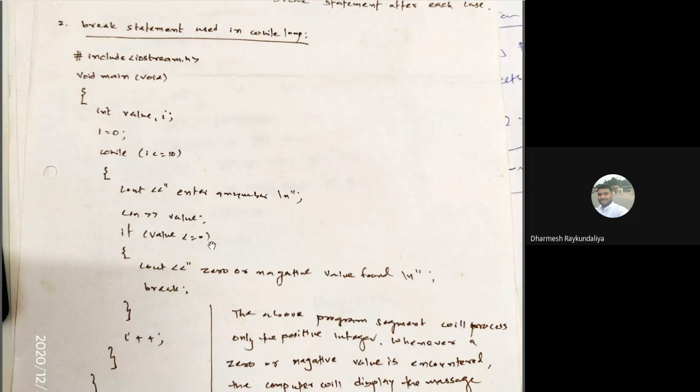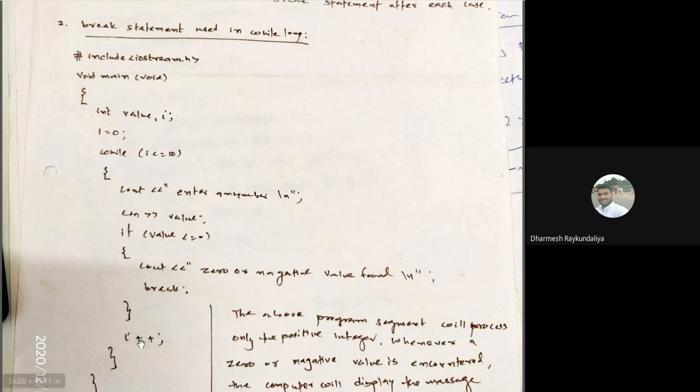Whatever the numbers you have added, and if it is greater than 0, then immediately it will come to this, and I plus plus. That means initially I equal to 0, now it becomes 1, and then again you will go to that 1 is less than or equal to 10, yes, you will enter another number, and again it will check if that number is greater than 0, yes, then you will come to this. If it is less than or equal to 0, immediately it gives the message that 0 or negative numbers found, and it will exit from the loop.